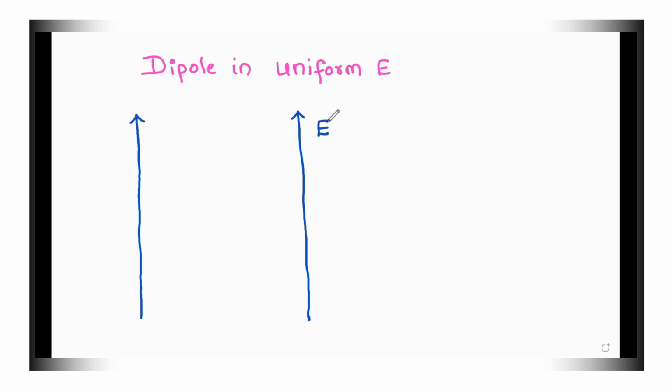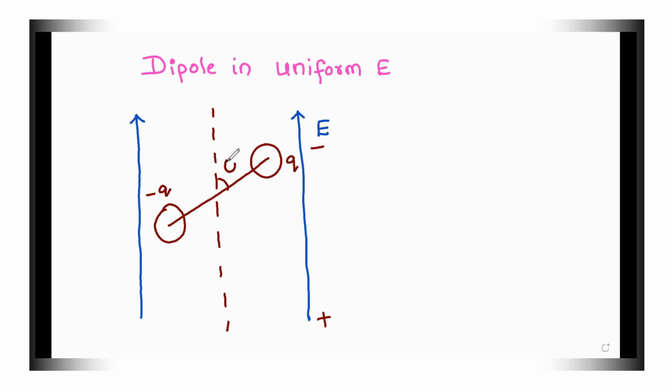Now, what is the direction of our electric field? It is always from positive to negative. So I keep a dipole in this electric field. In this electric field, I am placing a dipole. This is my plus Q and this is my minus Q. And this dipole is placed at an angle theta. It's inclined at an angle theta with respect to the electric field.